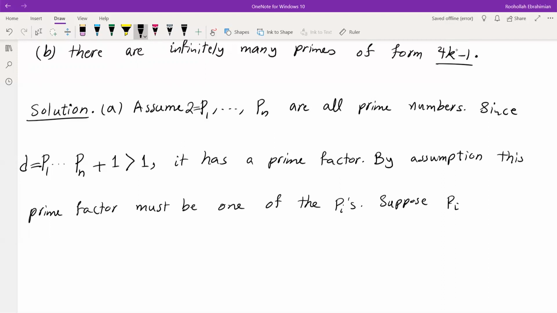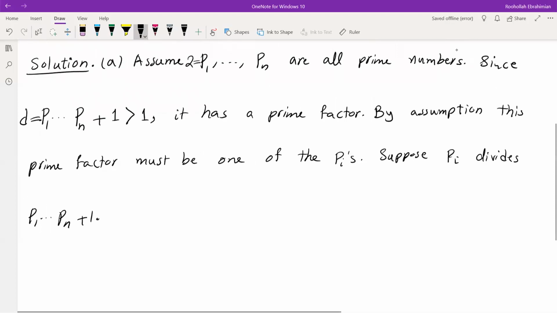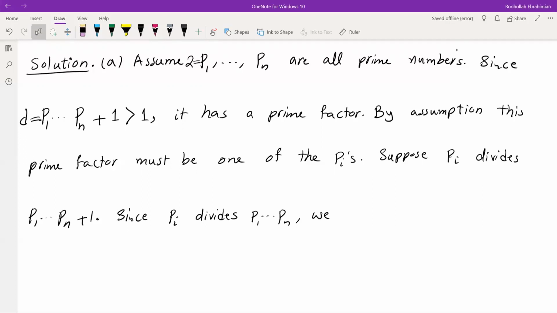So suppose Pi divides P1 all the way to Pn plus 1. So you have a Pi that divides that. But since Pi also divides P1 through Pn, we must have Pi divides 1, which is a contradiction.